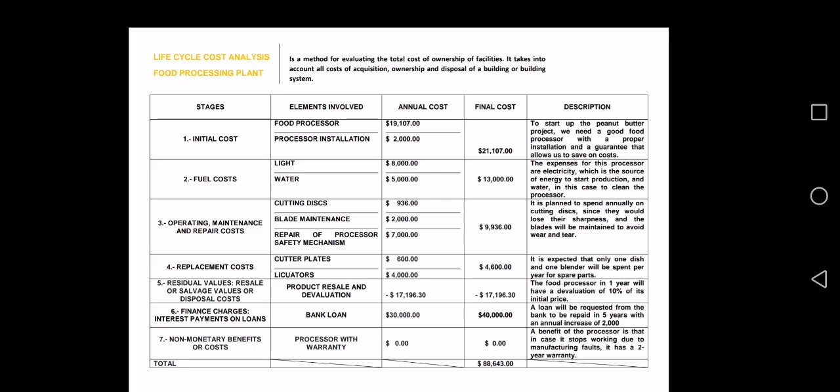A life cycle cost has 7 stages. The first is the initial cost, that is to start the business project. In this case, I need a good processor, and that's the first thing that I'm going to pay for.